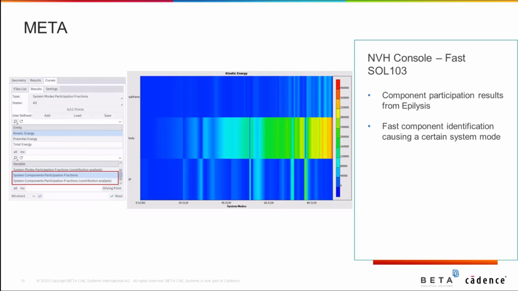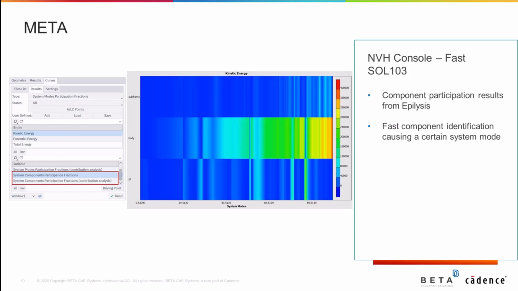In Fast Solution 103, so far it was possible to output energy participation per component modes. But the energy per component as a sum over all modes is a point of great interest, as this information can facilitate the identification of the component which is causing a certain system mode. For this reason, we have added a new output from Applicis, which provides the energy participation per component. This output request is supported by Meta and kinetic, potential, and total energy per component as a sum over all modes can be read.